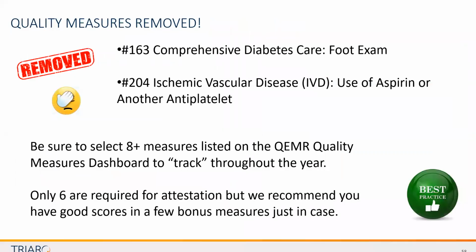Okay, quality performance category. Okay, so they removed two measures, right? This just kills me. We got really good at these two, and they are no longer available. The comprehensive diabetes care for a foot exam, and the use of aspirin or other antiplatelets for ischemic vascular disease. What a bummer, gone.